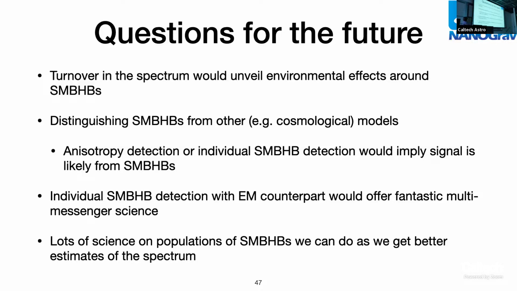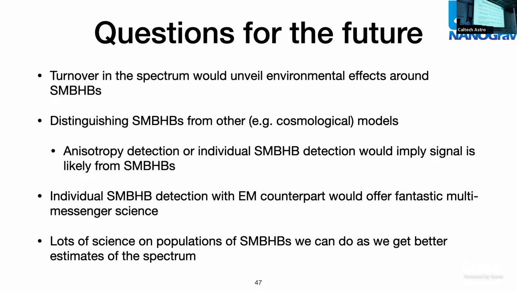So if we could detect a turnover in the spectrum at low frequencies, this would unveil information about environmental effects around these supermassive black hole binaries. So that would be very exciting. Distinguishing between supermassive black hole binaries and other potential models, for example, those cosmological models, would be really interesting. And one of the great hopes for something like that would be if you detect some sort of anisotropy, that means that the signal is almost certainly coming from supermassive black hole binaries, because most of these cosmological models, if not all of them, predict an isotropic background. And an individual supermassive black hole detection could come with an electromagnetic counterpart, and that would offer fantastic multi-messenger science.